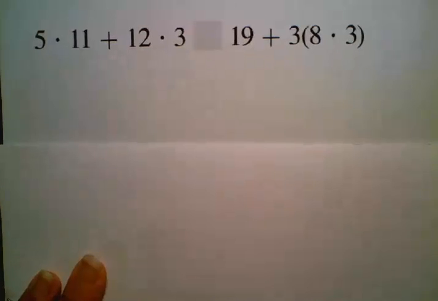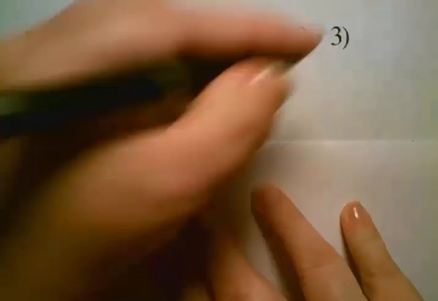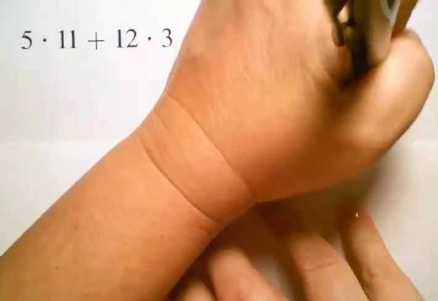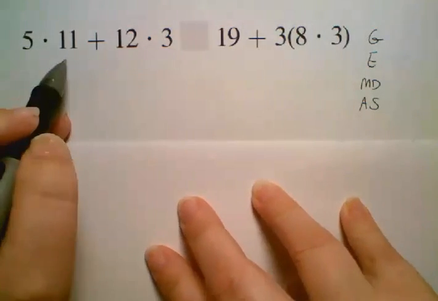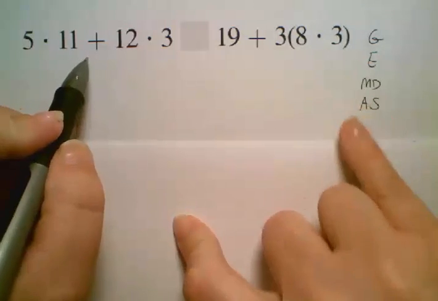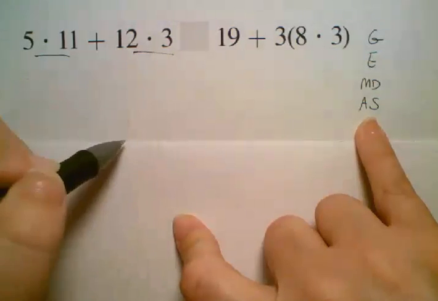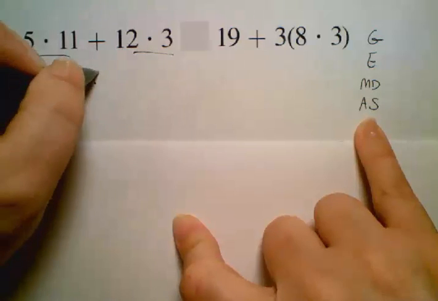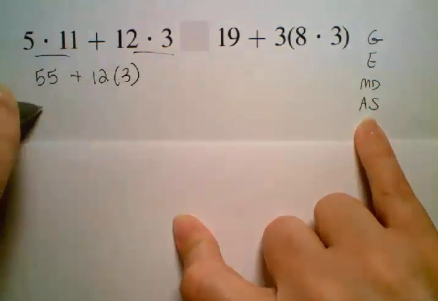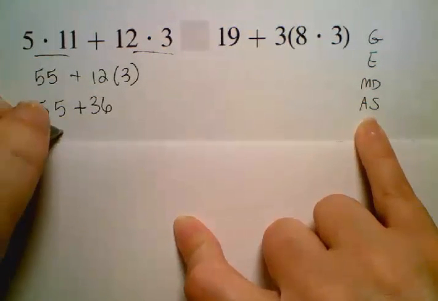Let's take a look at another one here. So again, we're going to use the order of operations and we're going to do one side at a time. Let's do the first side here. We've got no grouping symbols, no exponents. We do have multiplication and addition, so we've got to do the multiplication first and then add. So we've got 55 plus 12 times 3, 55 plus 36, and what do we've got? 91.